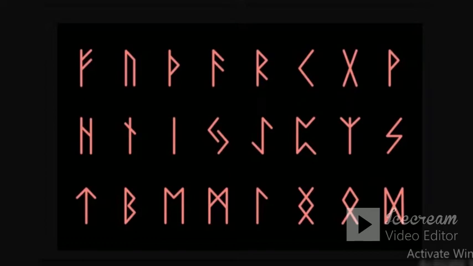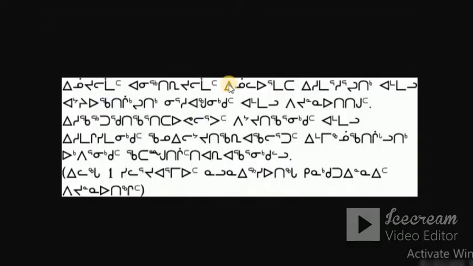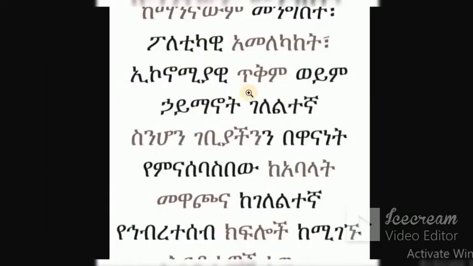Who else was curvy? Inuits have a lot of curves here. Amharics have lots of curves here. Or Amharas. The people are Amharas, but the script is Amharic, or the language. Where was I?